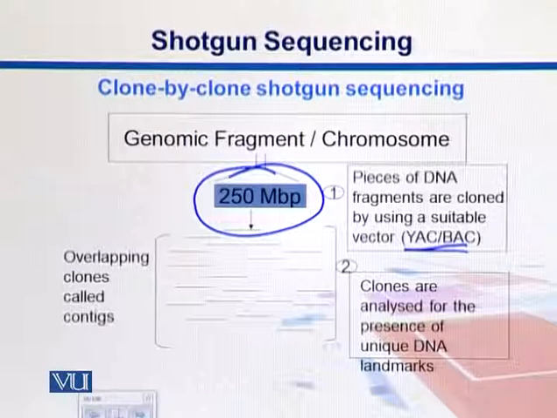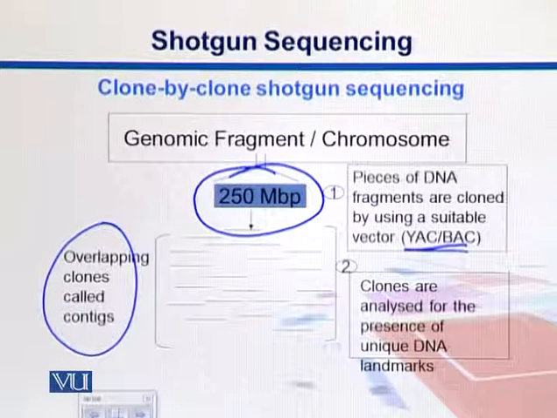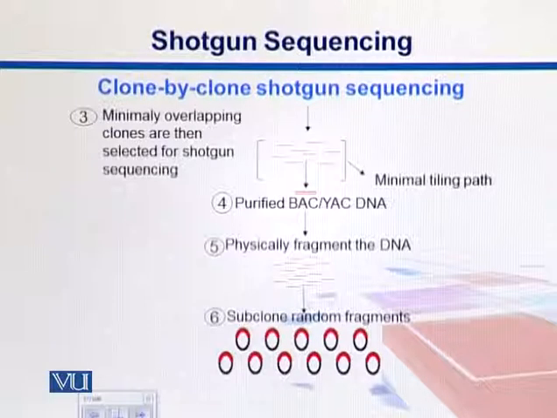Then we take these clones and analyze them for the presence of some landmarks, which later help us find their relationships to one another. The overlapping clones are called contigs. Next, we take the clones which are minimally overlapping. We don't want clones that completely overlap one another, in order to avoid redundancy.